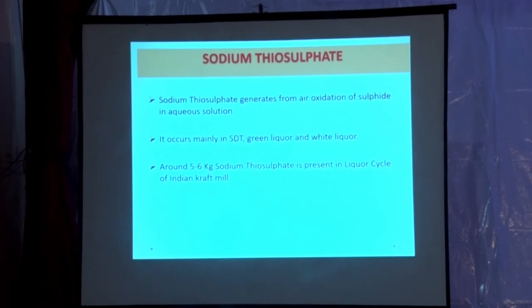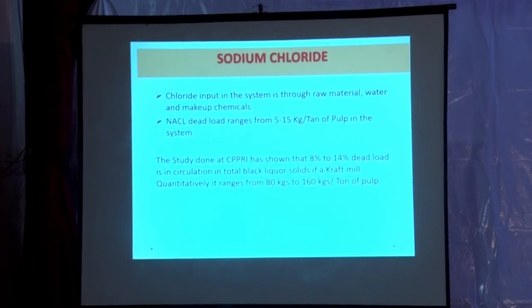whenever white liquor is exposed, whenever green liquor is exposed, sulfide will convert to thiosulfate, sulfide will convert to sulfate. You can't stop. About 5 to 6, and in 1 mill I have measured in India, it has gone up to 10 kg per ton of pulp. So this is again a substantial amount of thiosulfate we are circulating in the system as a dead load.